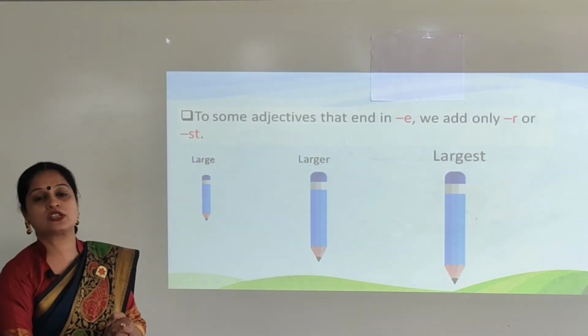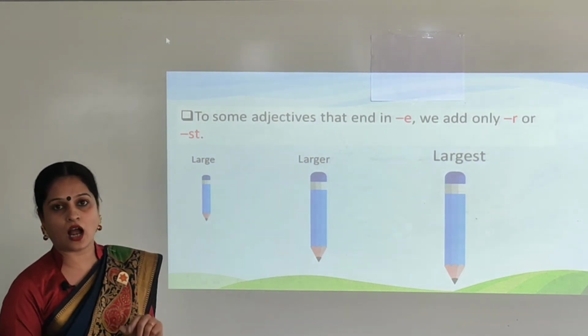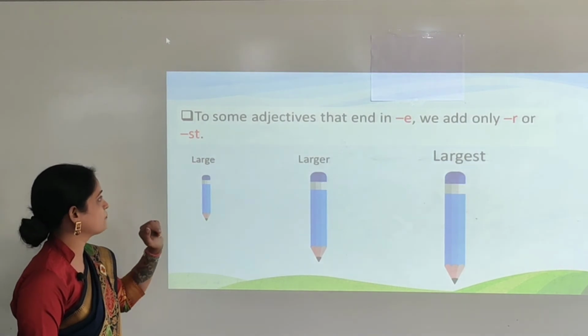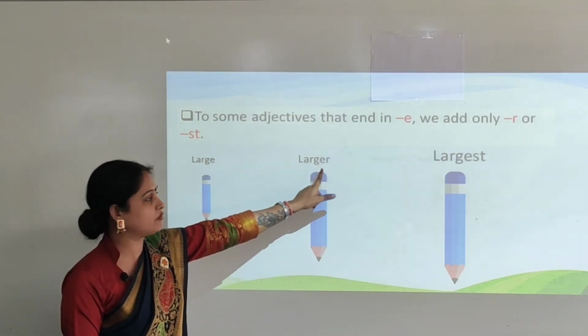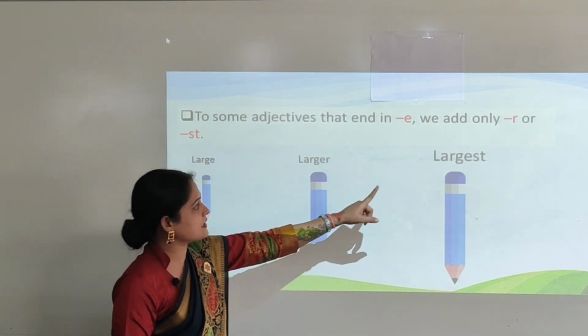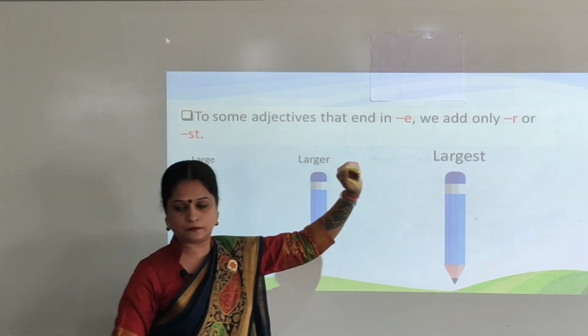To adjectives that end in E, we add only R or ST. Example, large. Now, larger: E is already there, so we will add only R. And in largest, E is there, so we will add only ST.